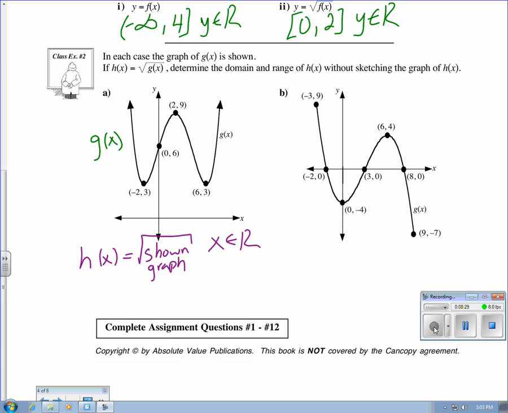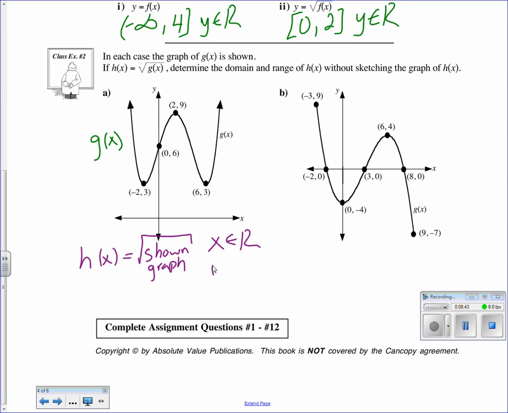X will be an element of the reals. I can see that my x goes on forever. I do take a look at my minimum value. It doesn't go below 3 on the regular graph, which means when I look at the square root graph, y will be greater than or equal to the square root of 3.